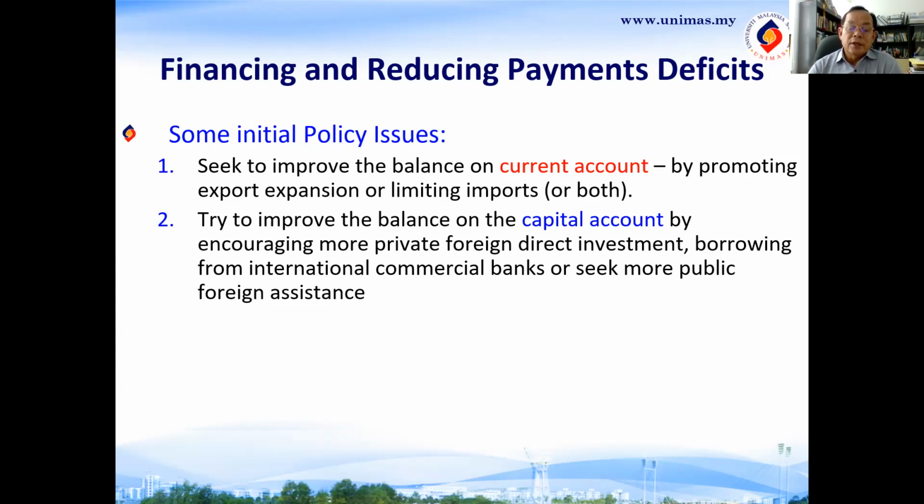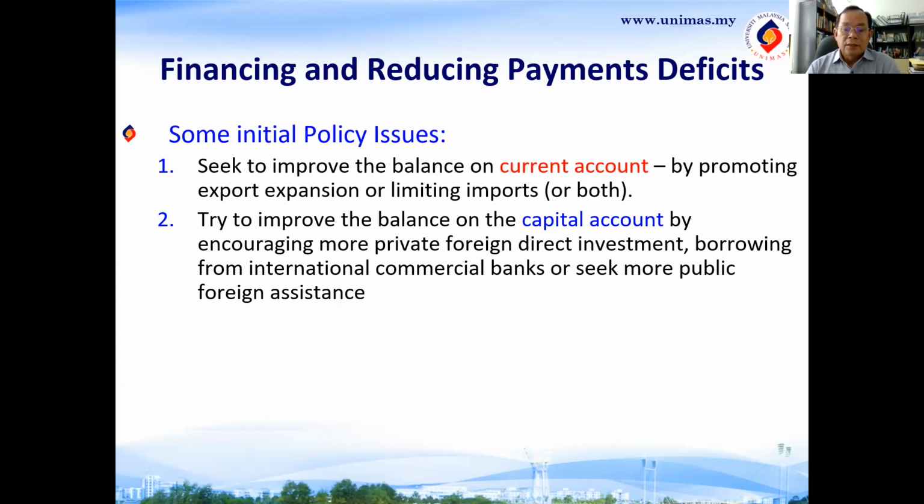What can be done to improve the balance on the capital account is encouraging more private foreign direct investment, or borrowing from international commercial banks. That is, if you have to, but not necessarily borrowing. If you have enough, there is no need to borrow from outside, because borrowing means you have to spend later on, paying for the loan as well.